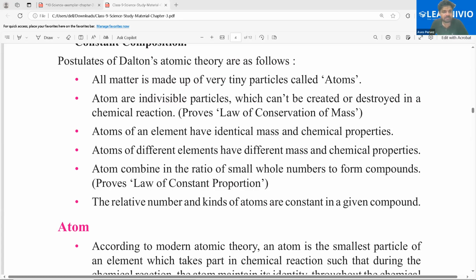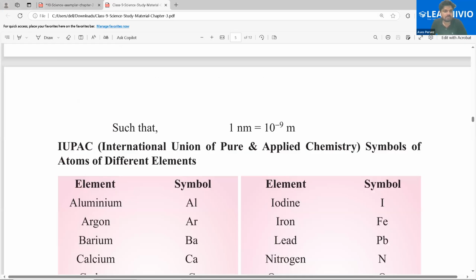What are the drawbacks of Dalton's theory? Your voice is not coming. Hello, hello. Yeah, it is coming now. Dalton's theory stated that atoms are indivisible particles which cannot be destroyed in a chemical reaction, but later discoveries like the subatomic particles proved that atoms can indeed be divided. Okay, next, first drawback: existence of isotopes.